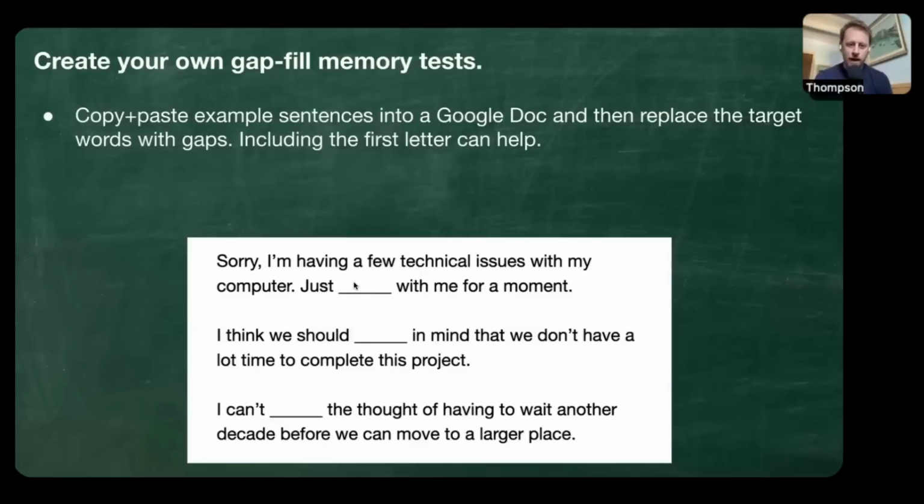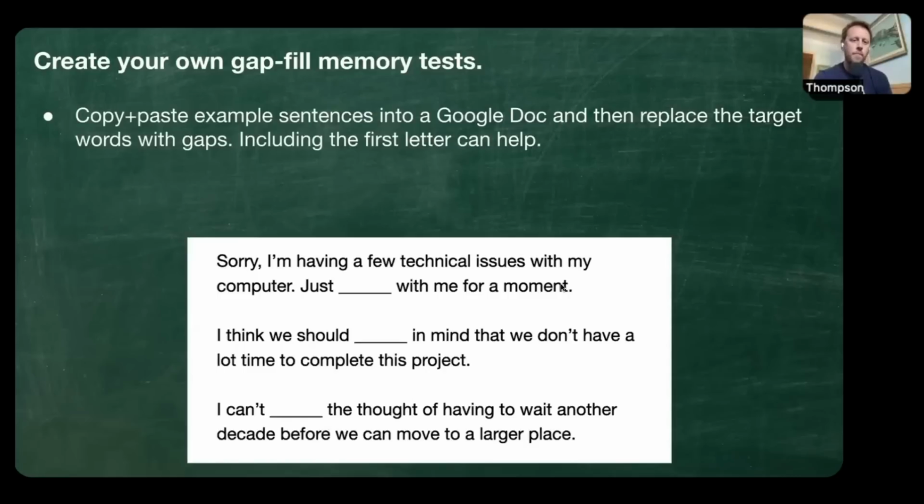Now, of course, the word is bear because that's the word that we're using as an example. But that's what you would do. You'd look at that and you'd say it out loud and try to remember what the word is. I think we should bear in mind that we don't have a lot of time to complete this project. There it is again, bear in mind. If you can't remember, you just check the complete sentences and then go back to your list again. And you keep going back through your list, keep going back through your example sentences until you can just come out with them without thinking about it too much.